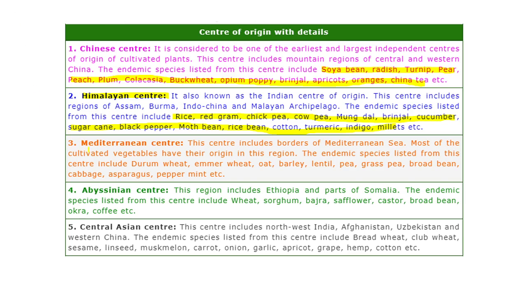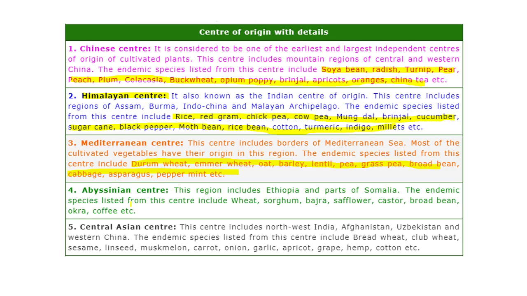Coming to the third center of origin, the Mediterranean center of origin, which is mainly present at the borders of the Mediterranean Sea. Most of our cultivated vegetables originate in the Mediterranean center of origin. That is what you need to keep in mind. Durum wheat, emmer wheat, oat, barley, lentil, pea, grass pea, broad bean, cabbage, asparagus, and peppermint all originated there only, in the Mediterranean center of origin.